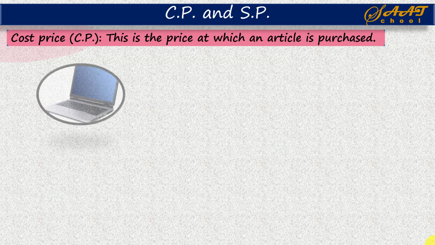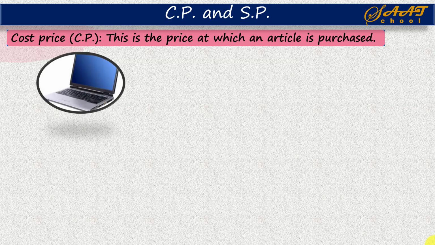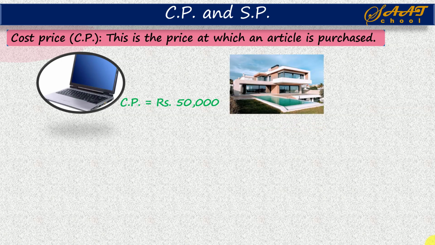For example, here is a laptop. Suppose you purchase the laptop for 50,000. So this is the cost price, meaning you purchase the laptop for 50,000 and that is CP. Next, here is a home. If you purchase the home for 5 million, then that 5 million is your cost price.